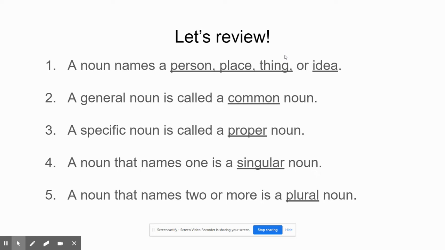Number three, a specific noun is called a proper noun. Fido, Betty, Nova Classical Academy, Lake Phelan, St. Paul, Mr. Ritz.